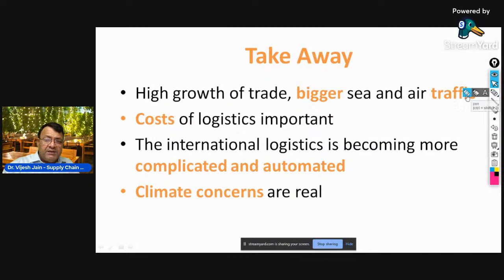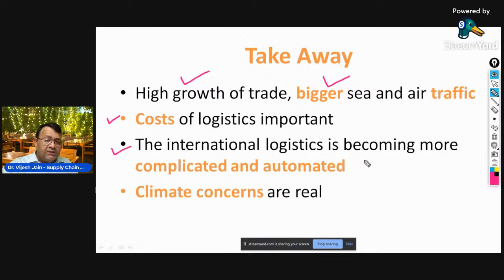So, in today's session, my idea was to touch upon the phenomena that we are seeing internationally. That includes the high growth of trade, the bigger sea and air traffic that we are able to see, due to the steep rise and growth of international trade, and the importance of the cost of logistics. So, the pursuit is to bring down the overall transaction cost. That is the idea of international supply chain management and international logistics.